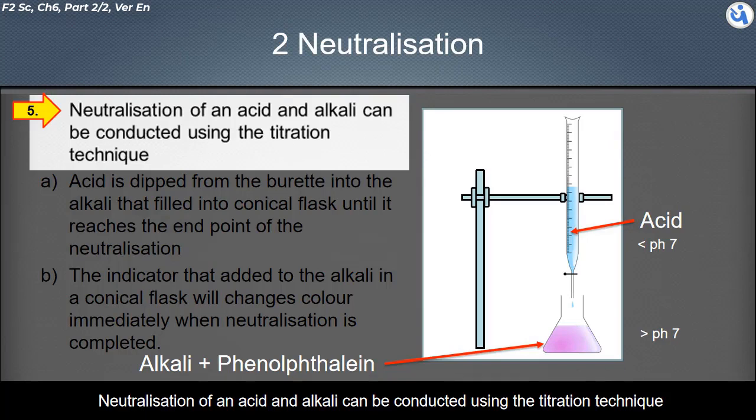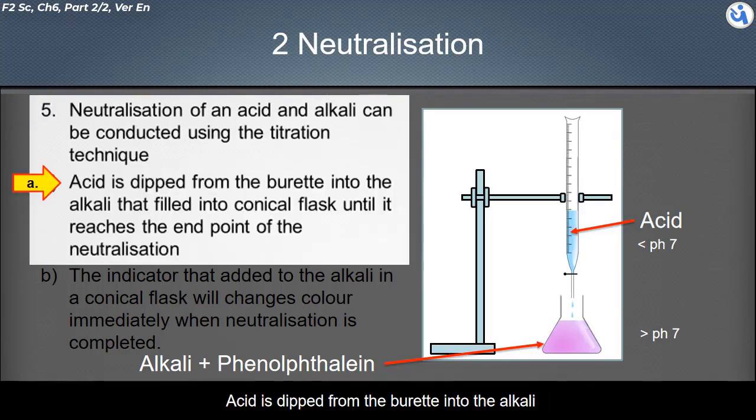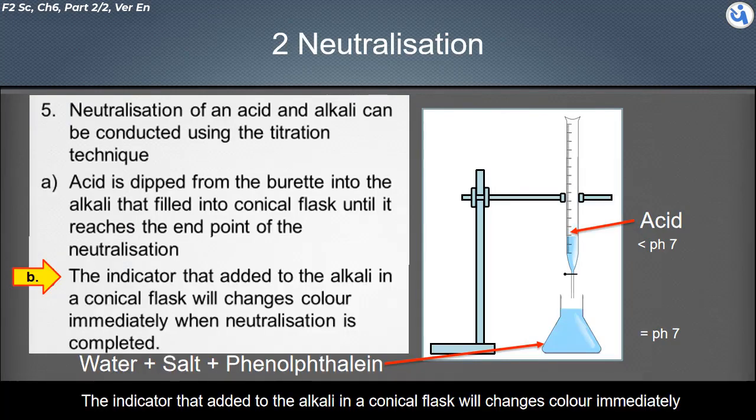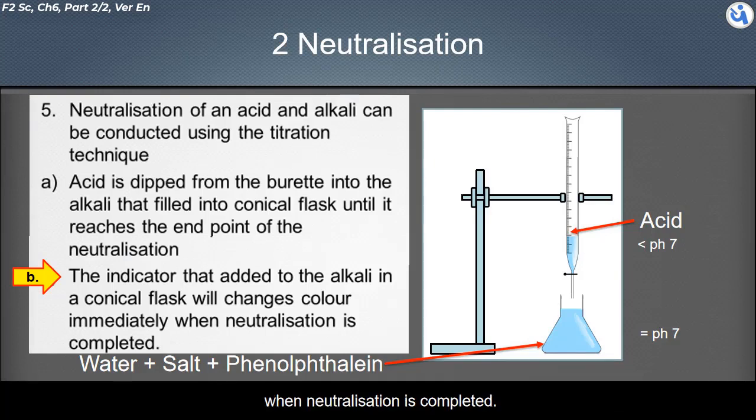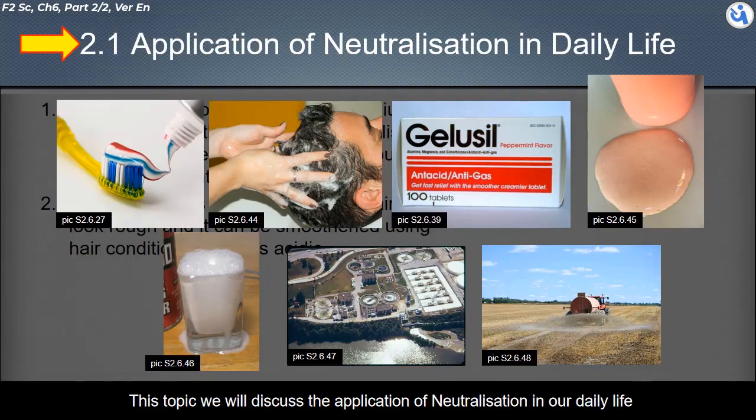Neutralization of an acid and an alkali can be conducted using the titration technique. Acid is dripped from the burette into the alkali. The indicator added to the alkali in a conical flask will change its color immediately when neutralization is completed. Now, we will discuss the application of neutralization in our daily life.